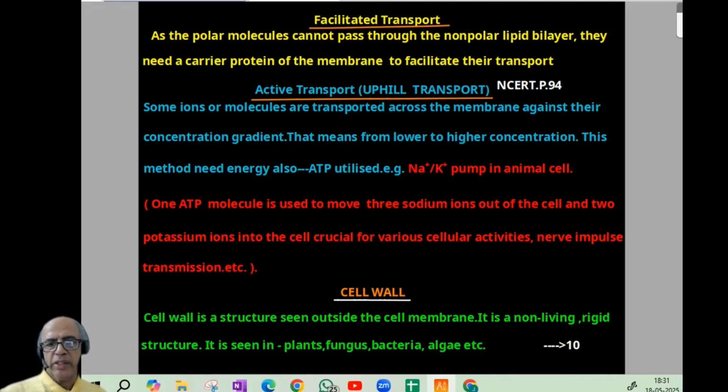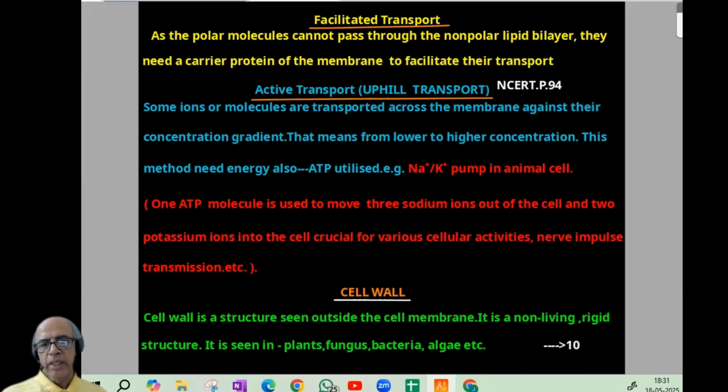You may have studied it; it is an important area, the sodium potassium pump, and how it becomes ATP consuming. One ATP molecule is used to move 3 sodium ions out of the cell and 2 potassium ions into the cell, crucial for various cellular activities, nerve impulse transmission, etc. So one ATP, 3 sodium ions out of the cell, out of the cell meaning extracellular, and 2 potassium ions into the cell, so intracellular. And that is required for various other activities.